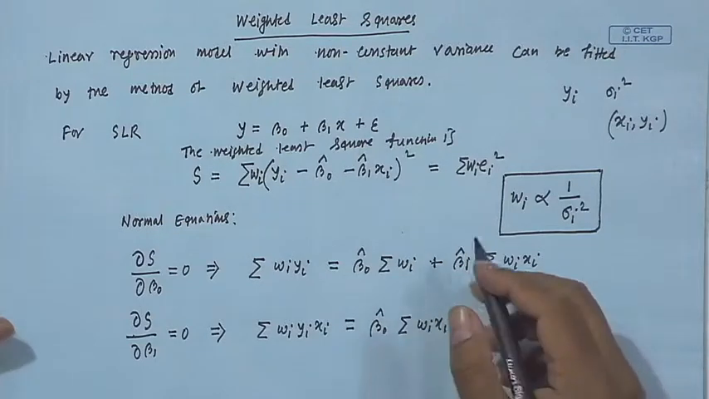So, I just gave an idea of what is weighted least square. This is very similar to the ordinary least square, but here we are giving weight w_i to the ith observation, and that w_i is proportional to 1 by sigma i square. But how do I get this sigma i square, and why this weight is proportional to 1 by sigma i square, that I am going to tell in this class only. Okay.